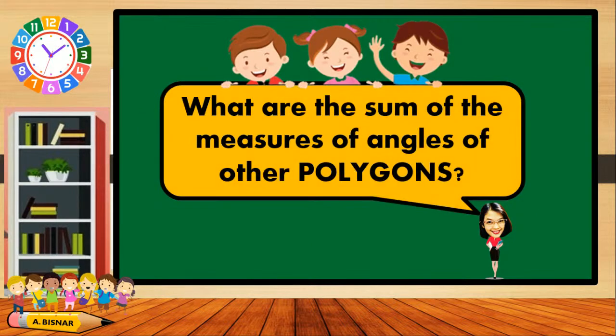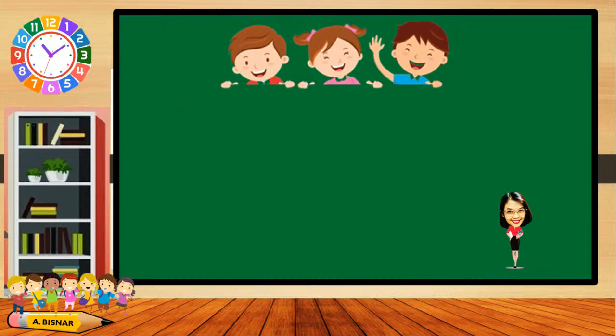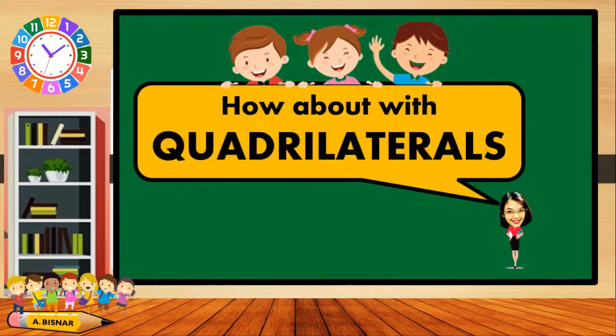Well, how about with the measurements of the other polygons? As we all know, hindi lang naman triangles ang polygon. Marami pa, according to the number of the sides, which will also be the number of its angles and its vertices. Diba nga? Halimbawa, kapag triangle has 3 sides, 3 angles, 3 vertices. 3 lang palagi. Well, how about with quadrilaterals?